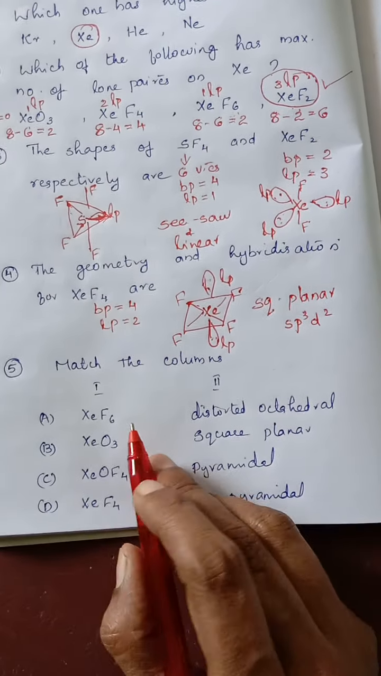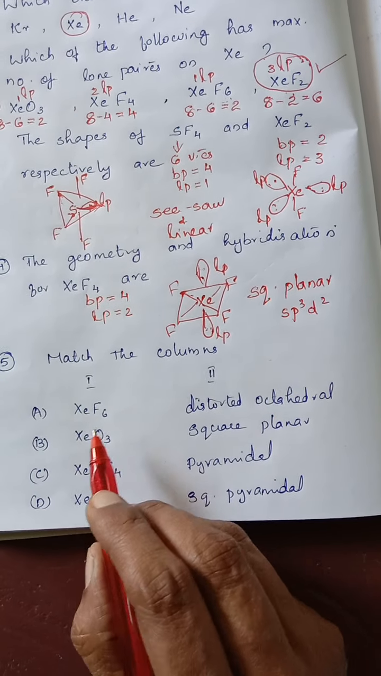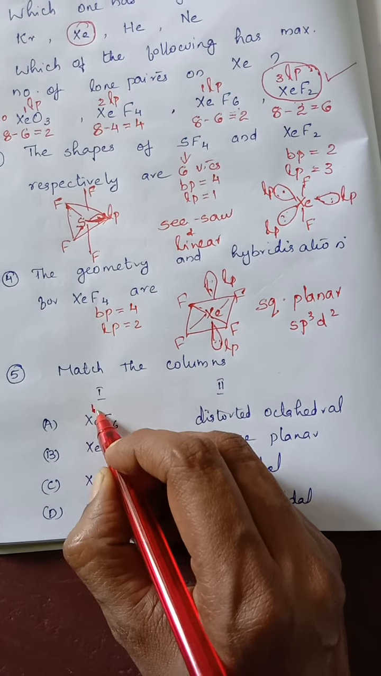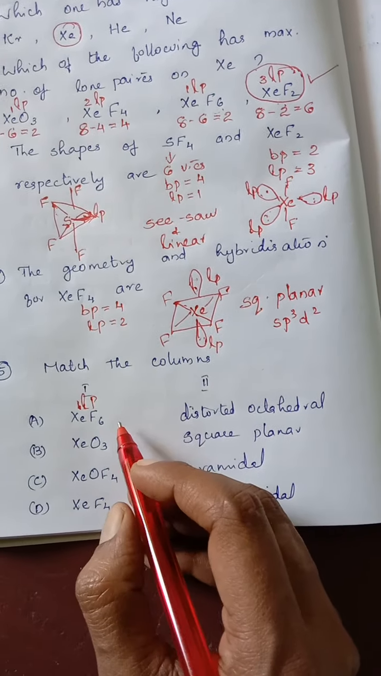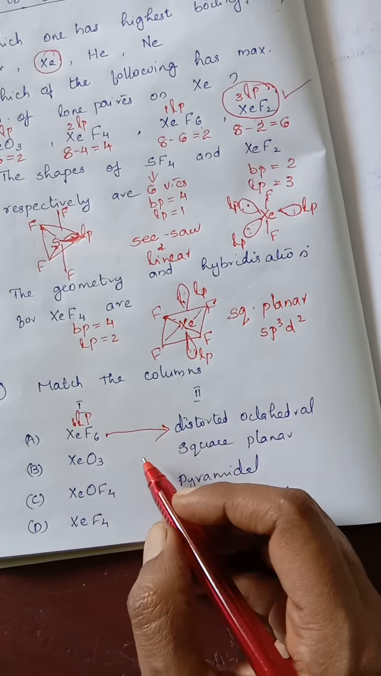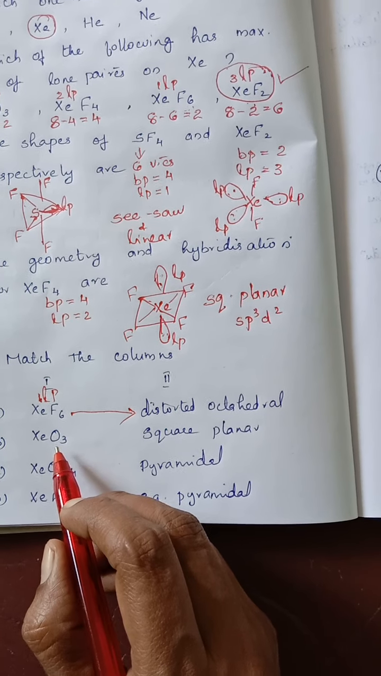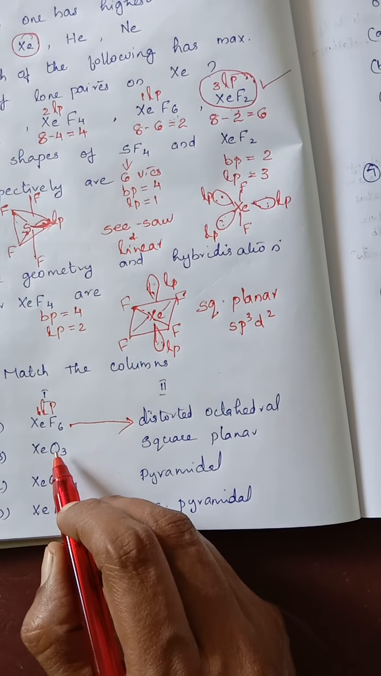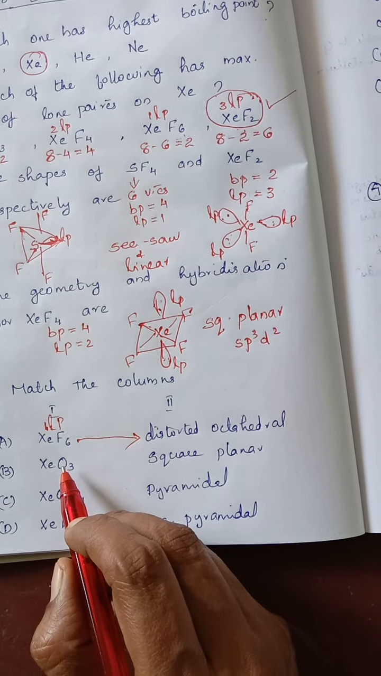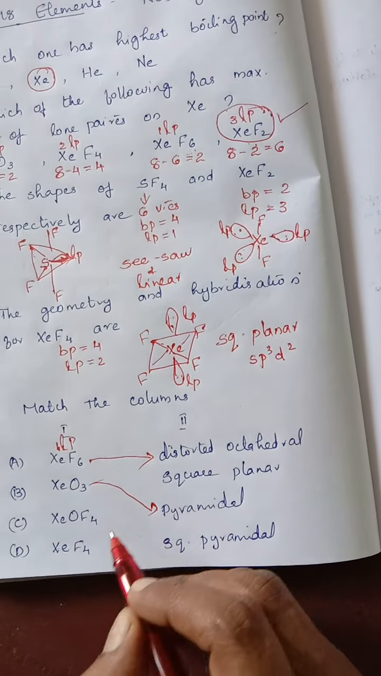Match the columns. Xenon hexafluoride has 6 bond pairs and 1 lone pair. Total 7 electron pairs. So the geometry is distorted octahedral geometry. XeO3 has 3 bond pairs and 1 lone pair. So total 4 electron pairs. So the geometry is pyramidal.